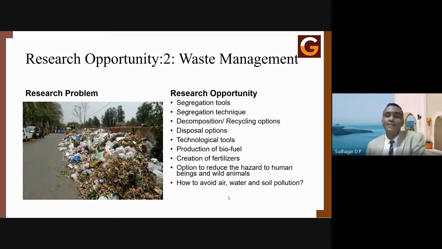Is it possible to research on how to avoid air, water, and soil pollution because of this waste? So these are some of the research opportunities which are available when it comes to waste management. Even if you are choosing one particular opportunity, if you are able to thoroughly study and come out with a solution, you will be able to at least reduce the problem of waste management in our country.